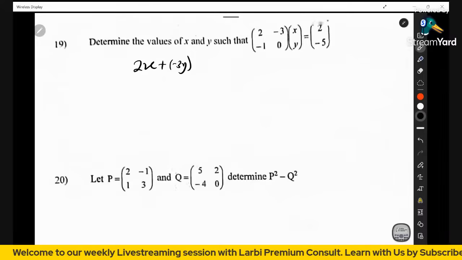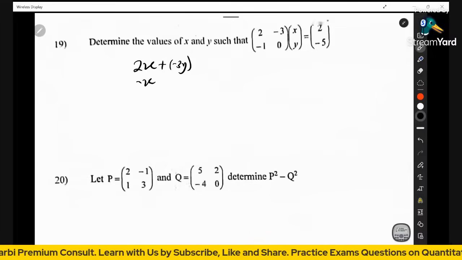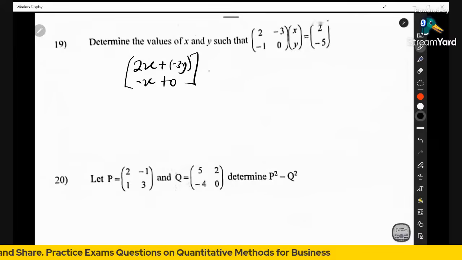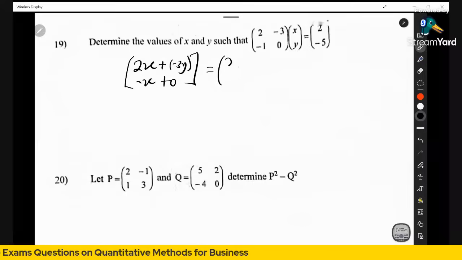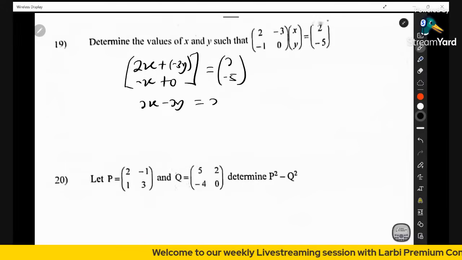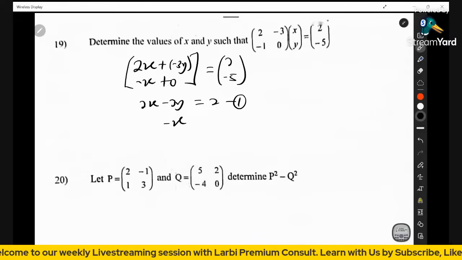Okay? And then we come back to the second row of this first matrix. Negative 1 multiplying x, we are getting negative x. 0 multiplying y, we are getting 0. So here becomes plus 0. If you like, you can ignore, and then equate that to 2 and then negative 5. Okay, so at the end of the day, we'll have our 2x minus 3y to be equal to 2 as being equation 1. And we can solve for our negative x plus 0, which is the same thing as negative x, and that should be equal to negative 5.